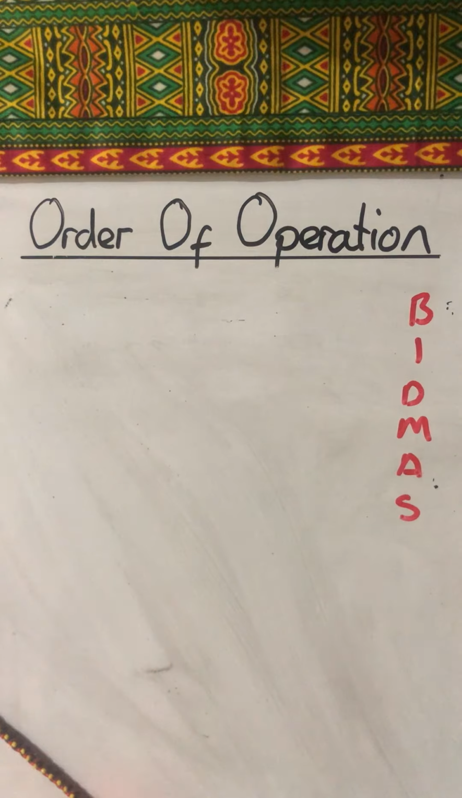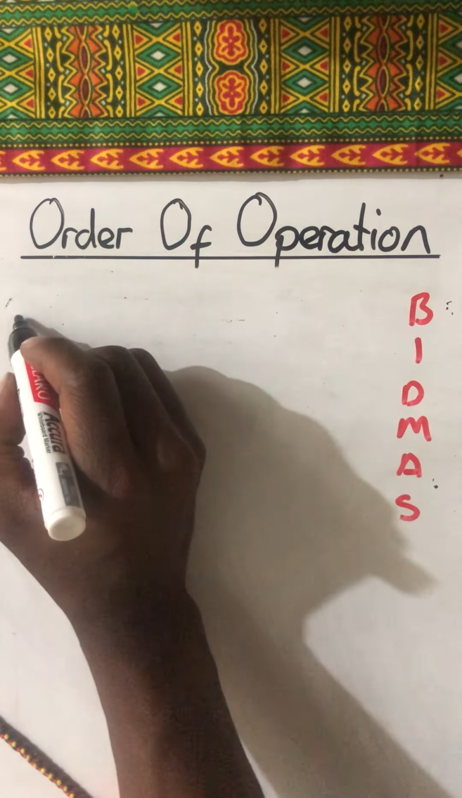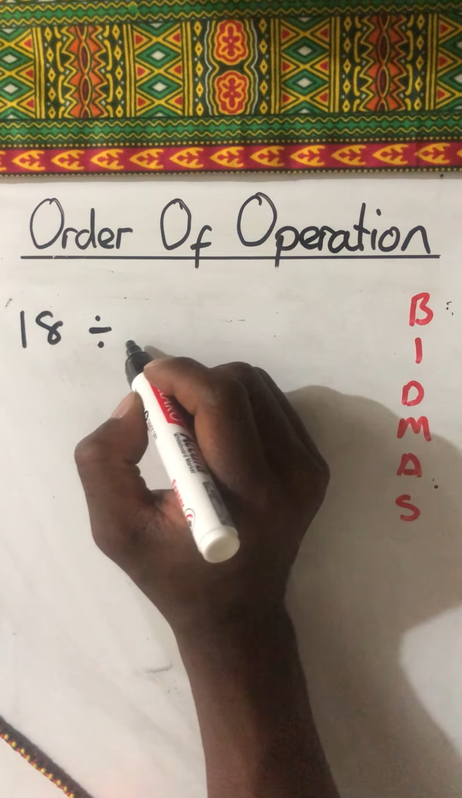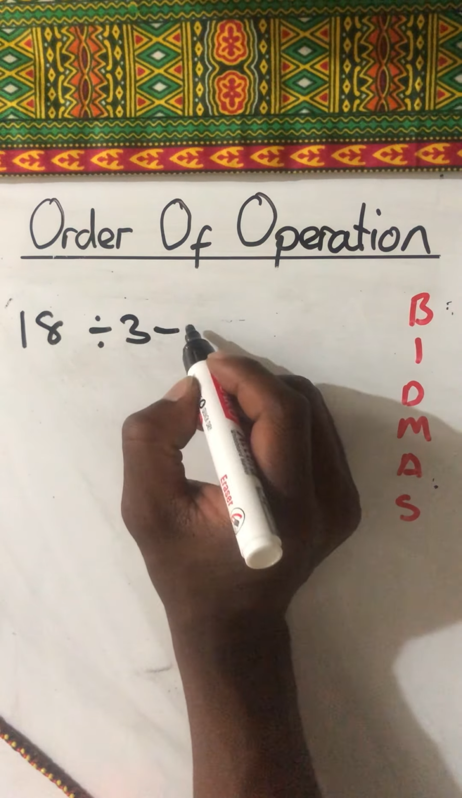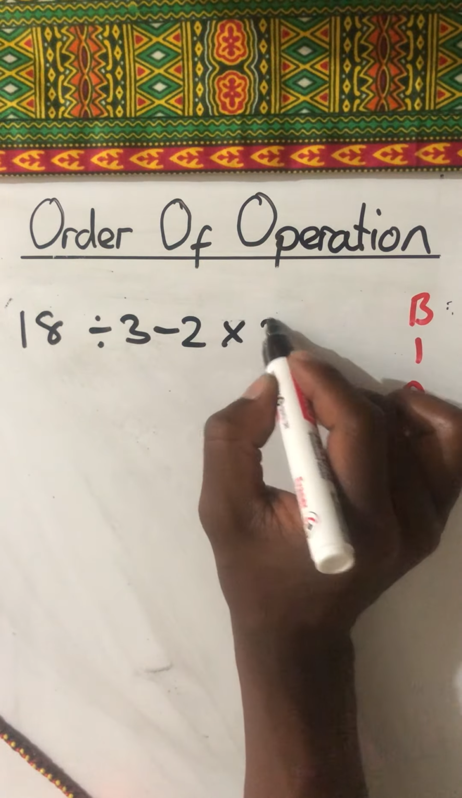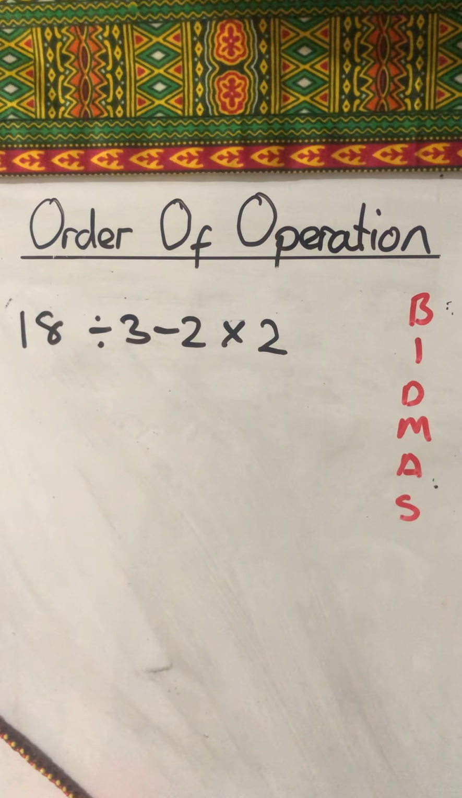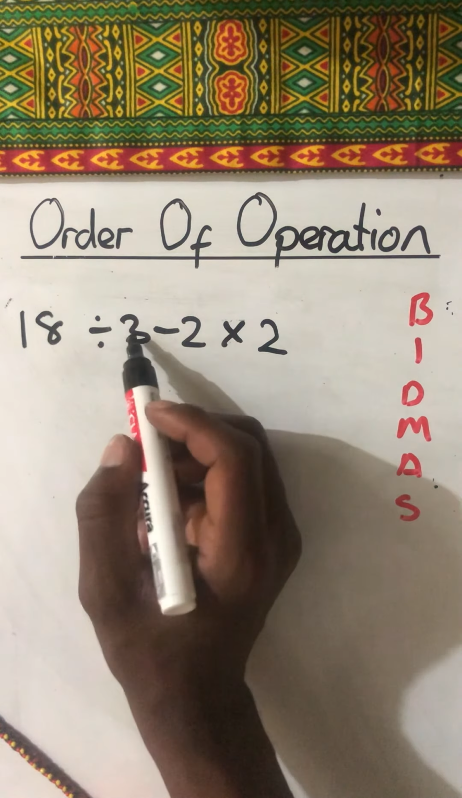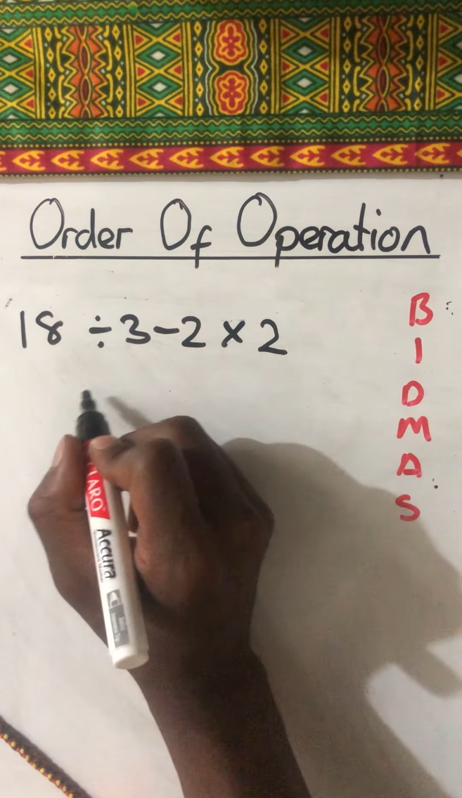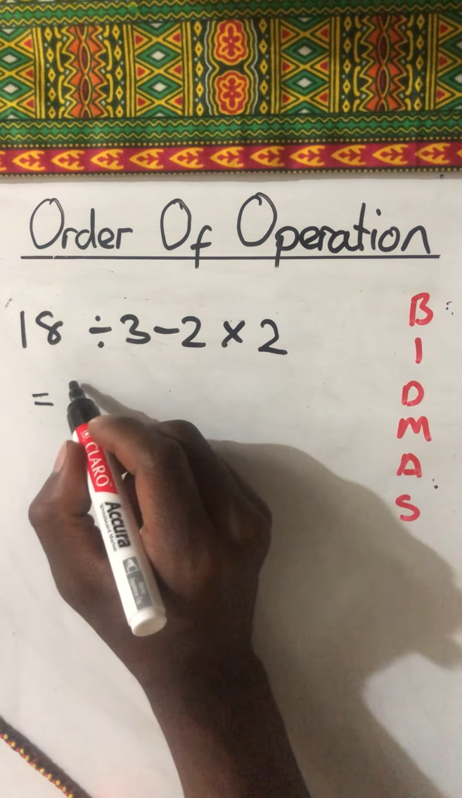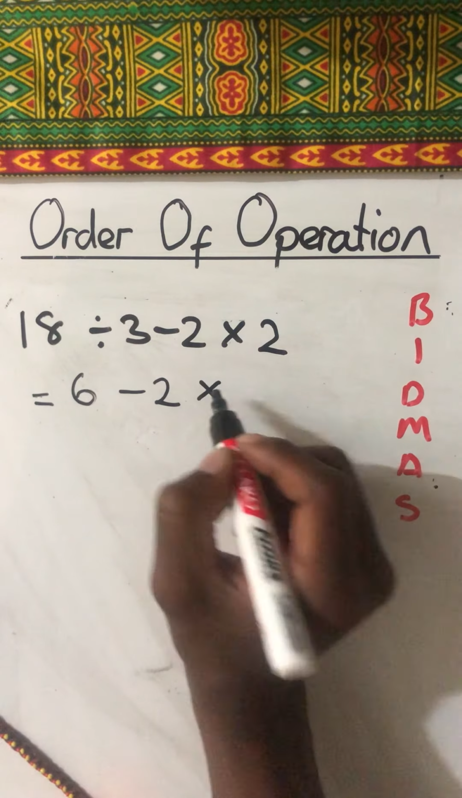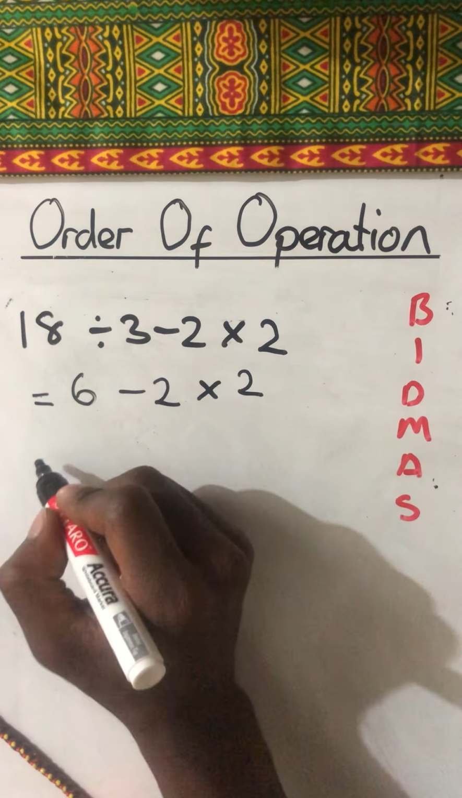The second question was 18 divided by 3 minus 2 times 2. Now, applying the rules of BIDMAS, we can see that the first step is going to be division. So 18 divided by 3 will give us 6. So we will say 6 here, minus 2, multiplied by 2.